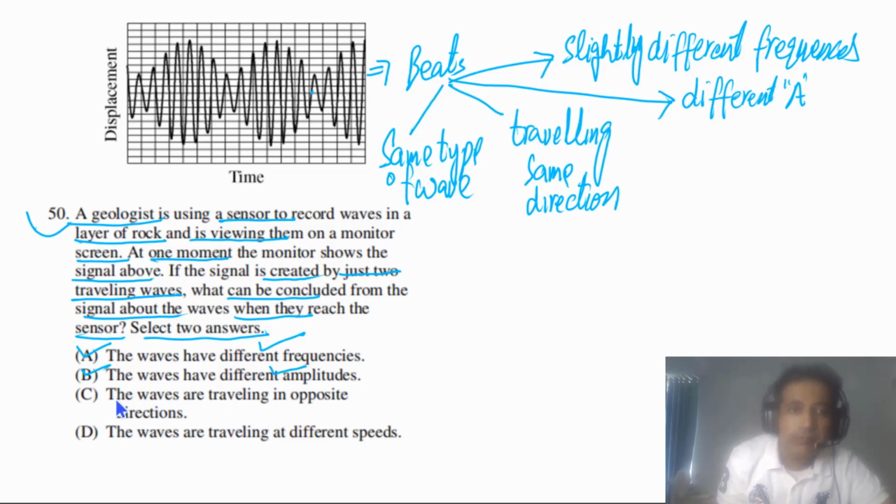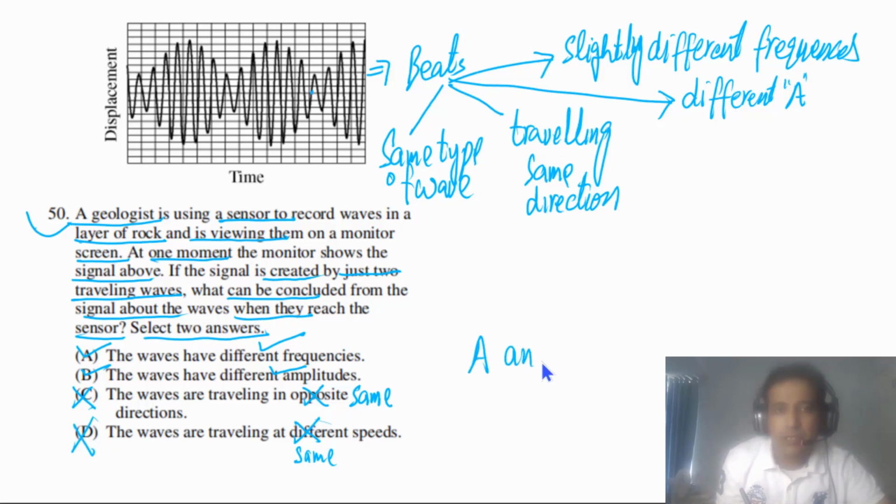The waves are traveling in opposite directions. No. If these are beats, waves have to travel in the same direction. So this is incorrect. The waves are traveling at different speeds. No. The same type of wave in the same medium has the same speed. So this option is also incorrect. So the answer for this question is A and B. This question is simply about beats.